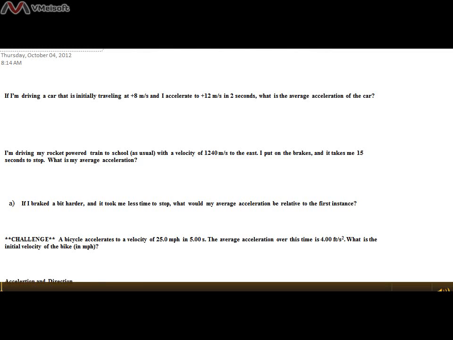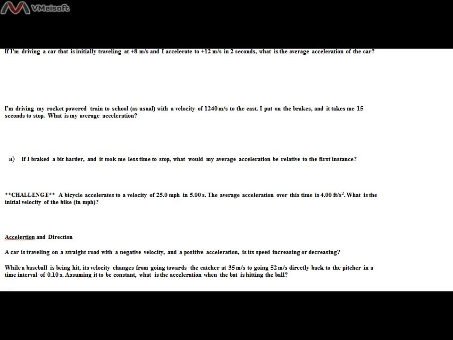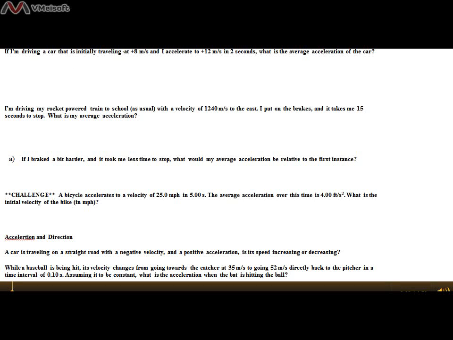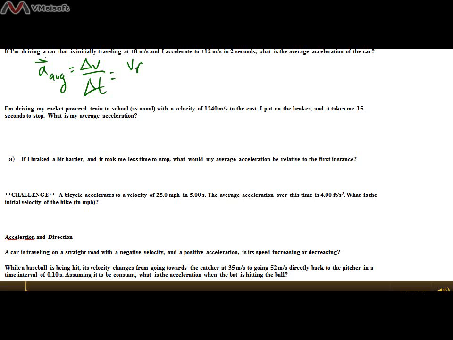Right, so here are some of the solutions to the acceleration lecture notes things, okay? So for the first one, if we define average acceleration as the change in velocity over the change in time, so here that's the final velocity minus the initial over the change in time.